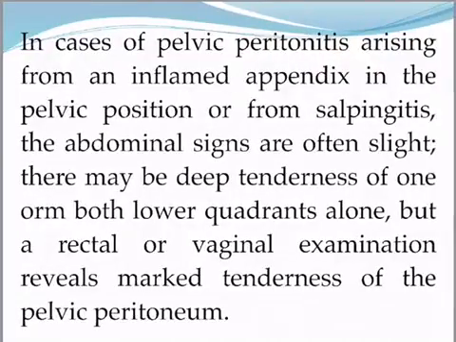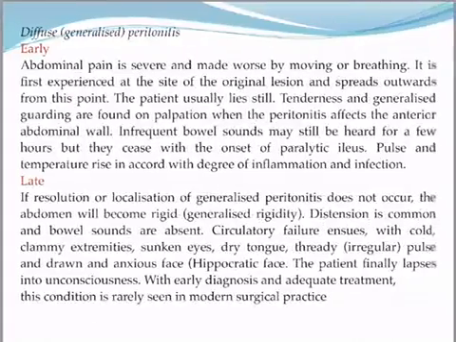Another form of peritonitis is pelvic peritonitis, arising from either a pelvic appendix or pelvic inflammatory disease due to inflamed tubes, uterine tubes or fallopian tubes. In salpingitis, the abdominal signs are often minimal or sometimes absent, and most of the tenderness can be elicited by rectal examination or vaginal examination.